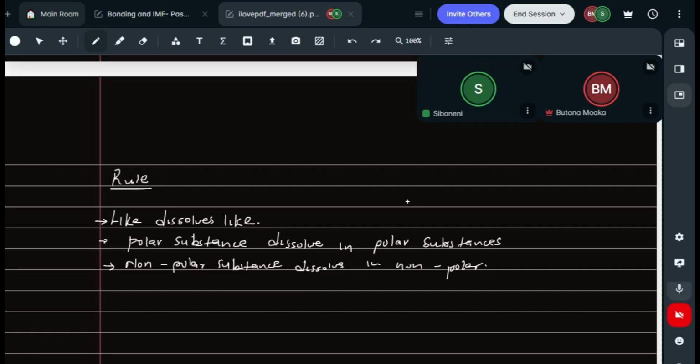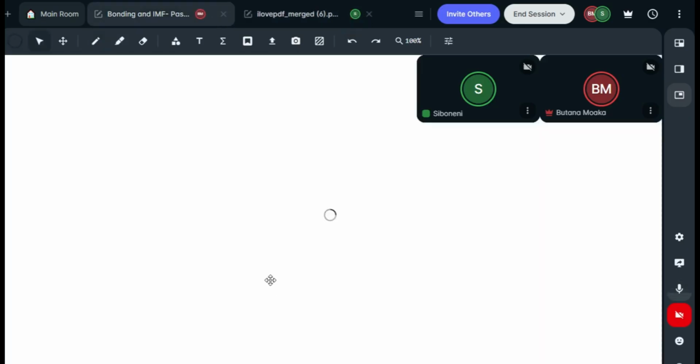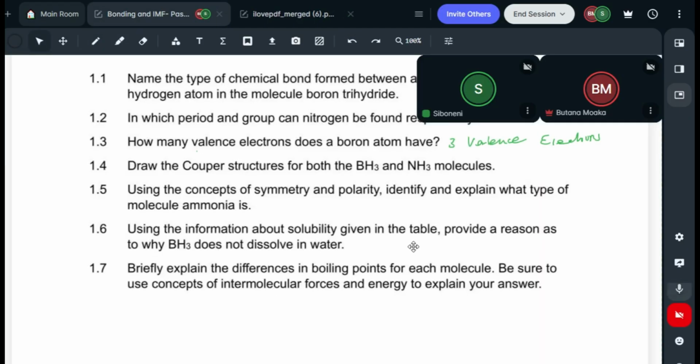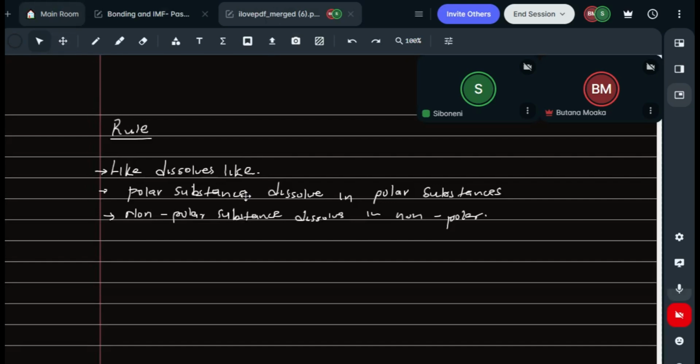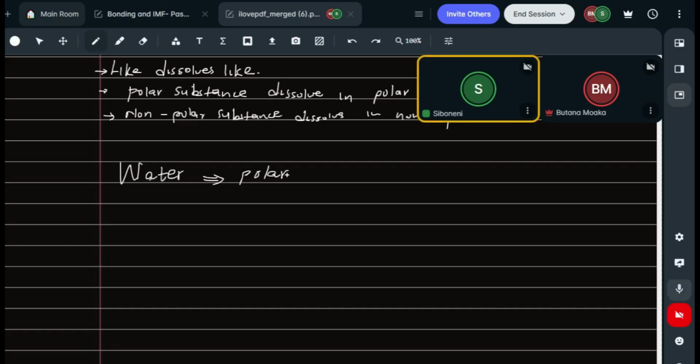I don't want you, when you answer a question, to do guesswork where you don't understand where the question is coming from. So when I look at this, they are asking us to give a reason using the information about solubility given in the table, why BH3 does not dissolve in water. Let's first talk about the water. The water is polar. Do you agree with me on that? Yes.